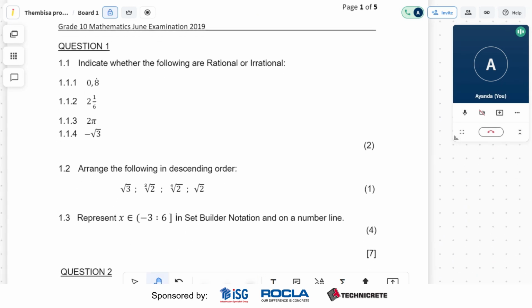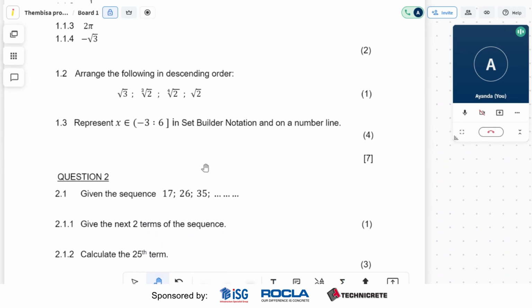Let's try out question 1.2 then. 1.2 asks us to arrange the following numbers in descending order. So descending means from biggest to smallest. These numbers are all surds, so they're all under square roots, but they have different exponents. So we have the square root of 3, we have the cube root of 2, we have the fourth root of 2, as well as the square root of 2.